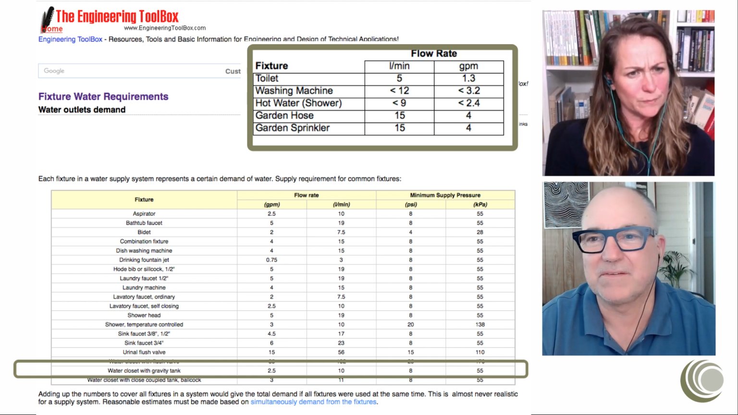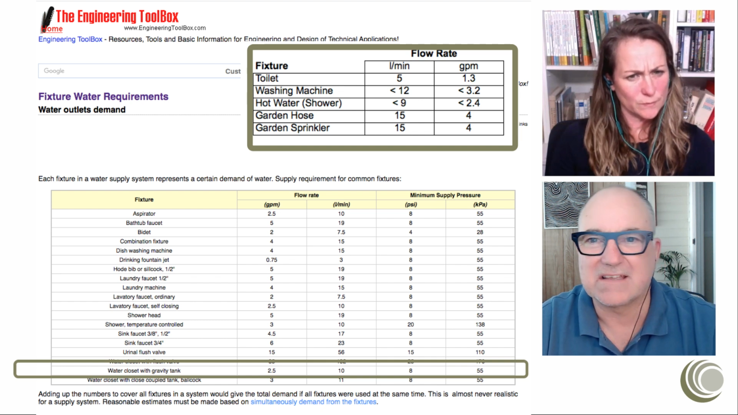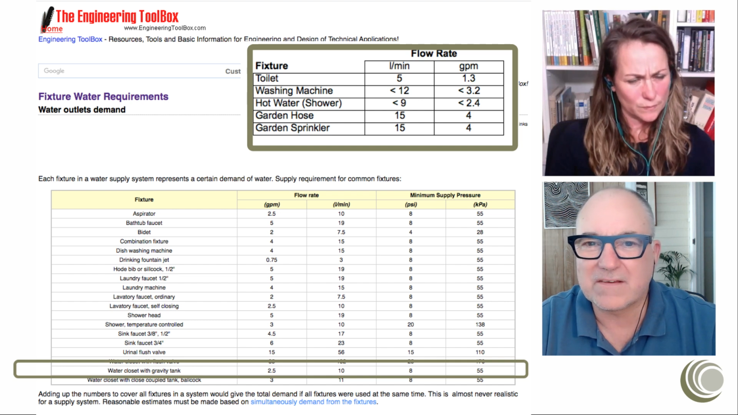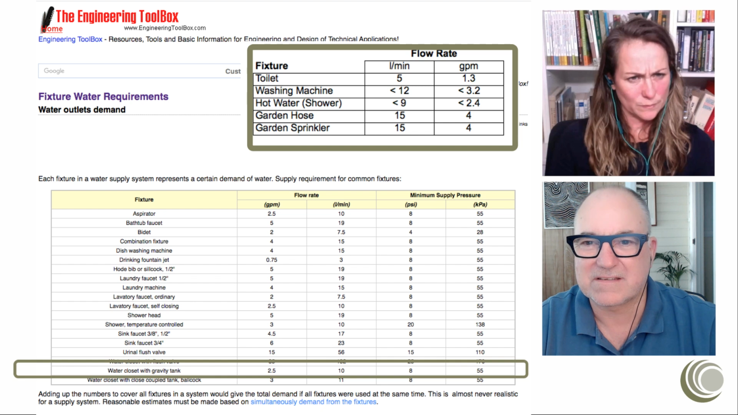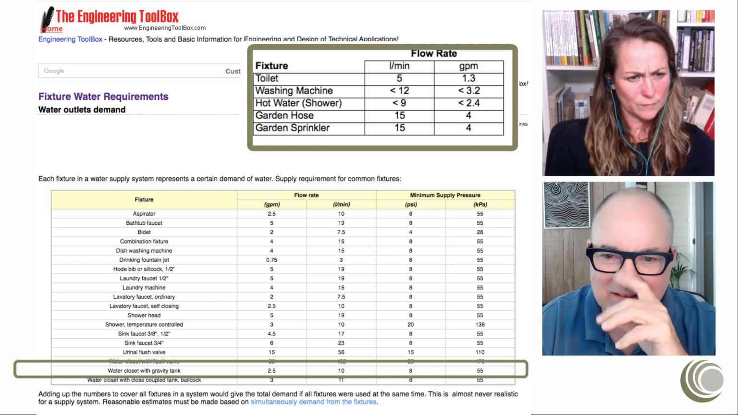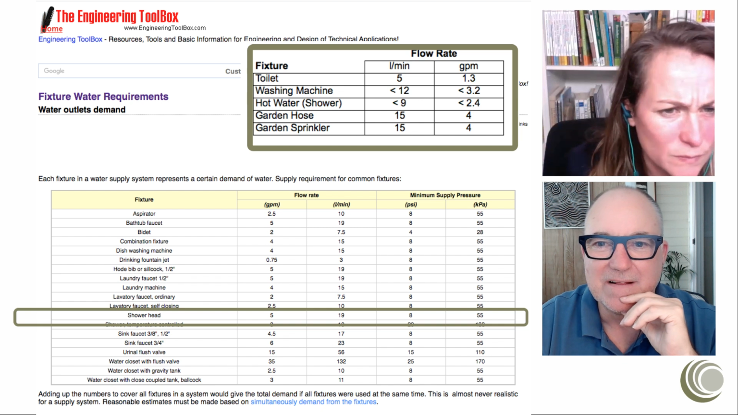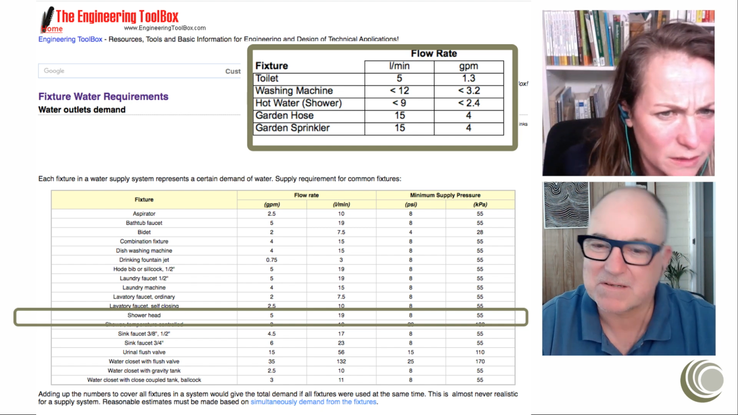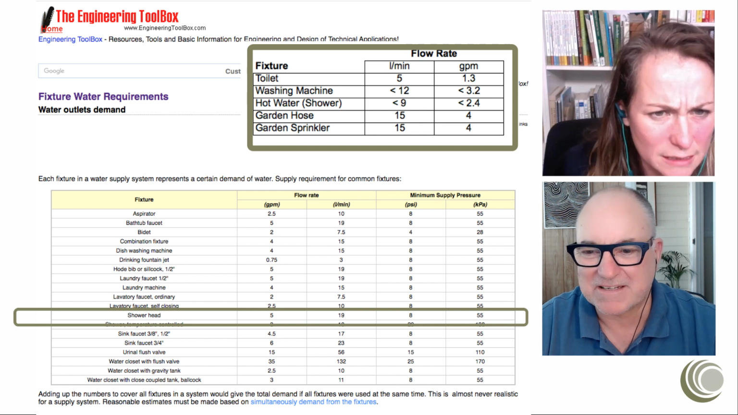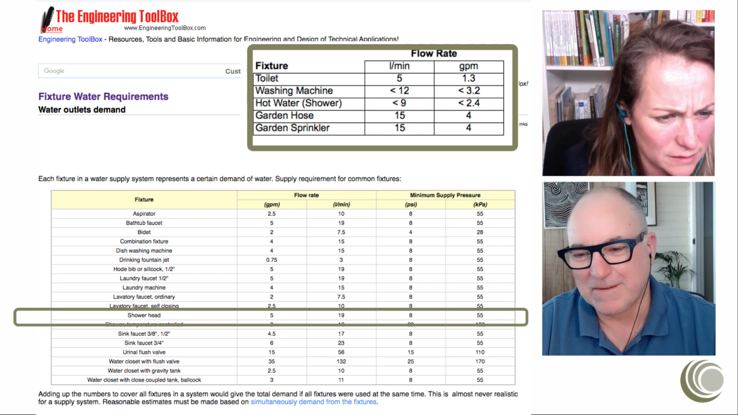There are lots of tables all around the place that state these flow rates for different sorts of fixtures, and they're usually always gross overestimations. For instance, the shower head here, it's got 19 liters a second, so that's 19 liters a minute. Sorry, that's an elephant washer. That's not a normal shower rose, but some people like to have a rainwater downpour type shower.